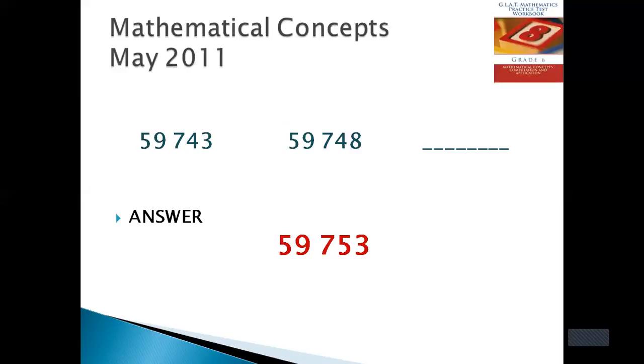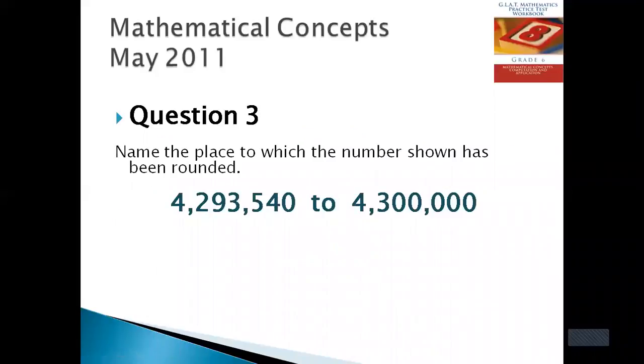And if it's increasing by a small amount, more than likely it's addition. If it's increasing by a large amount, more than likely it's multiplication. And then the reverse, if it's decreasing by a small amount, normally it's subtraction. And if it's decreasing by a very large amount, then that signifies division. Okay? Moving on to question 3.